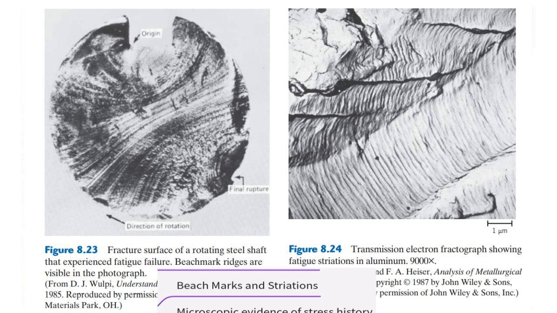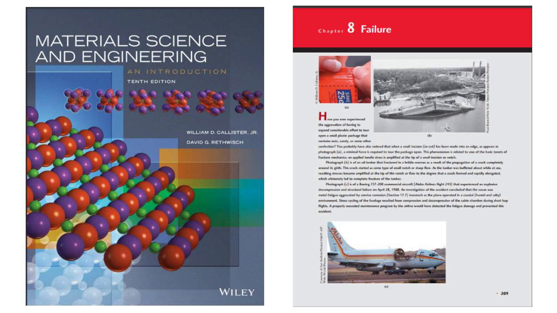Wow. That's incredible. And if you look even closer under a microscope, you can see even tinier markings called striations. Those form with each stress cycle. So it's a very detailed history of the stress that the material's been through. You can really glean a lot of information just by examining how something broke. It's like a forensic investigation at the microscopic level.